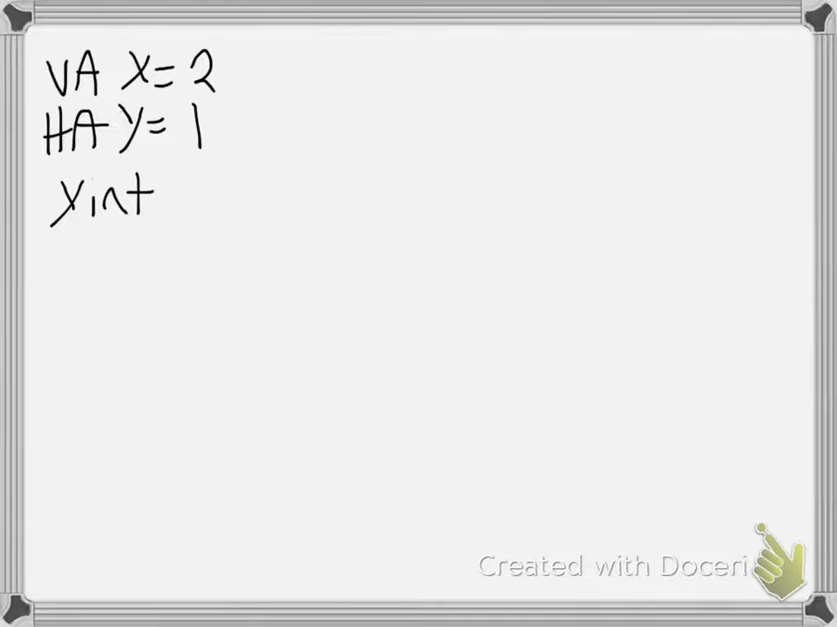Now for number 9, you were given a graph, and you need to come up with a, b, c, and d and the function. First off, find your asymptotes. There is a vertical asymptote at x equals 2. We have a horizontal asymptote of y equals 1. We have a y-intercept of 2. And we have a 0 at x equals 4.